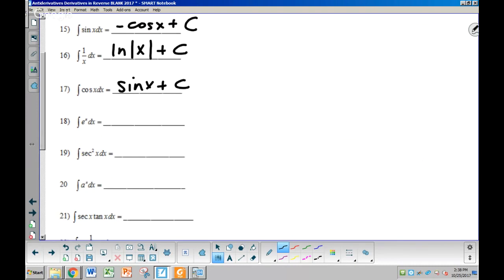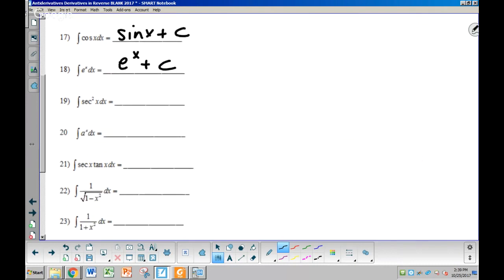Oh gosh, e to the x. E to the x plus c. Everybody's favorite one because it's its own derivative. Yes. What are all the dx's there for?